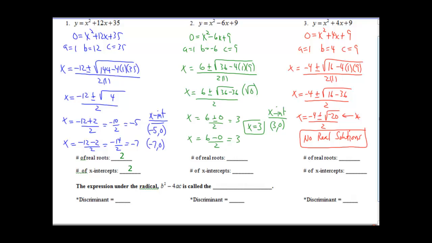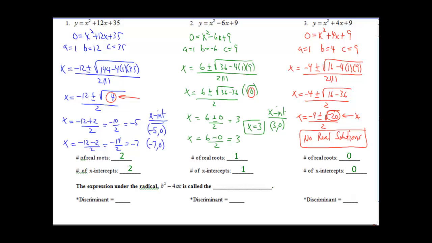If we go to the middle one, we only have one solution, therefore there's only one x-intercept, and it is 3, which is a real number, so we have one real solution. And then the third one, we don't have any real solutions or intercepts, so we have 0 x-intercepts and 0 real roots. Okay. Now notice what is underneath the radical sign. We have 4, in the middle one we had 0, and in the last one we had -20. That's going to help us determine certain answers.